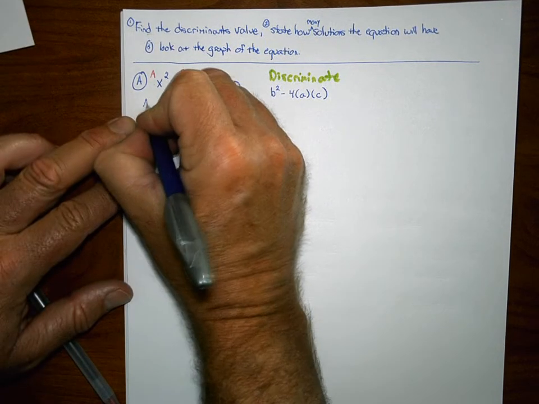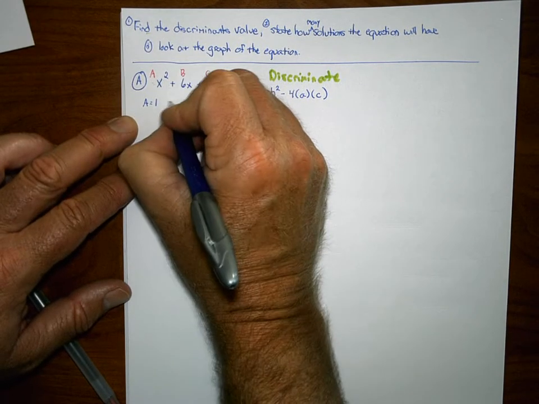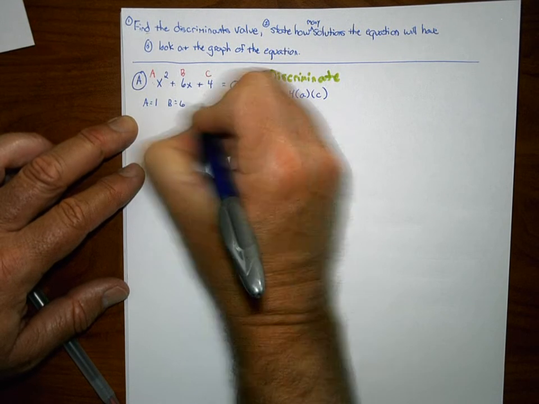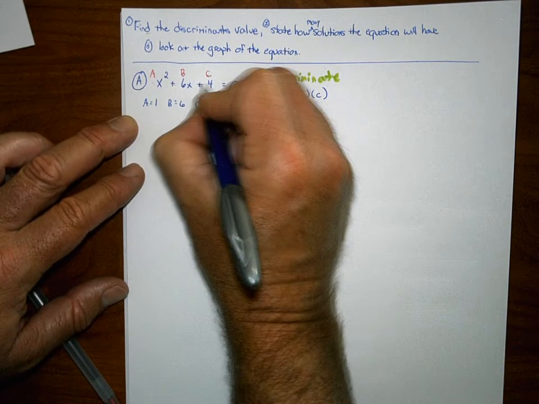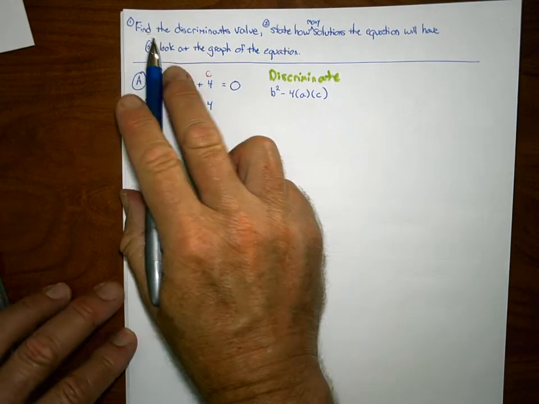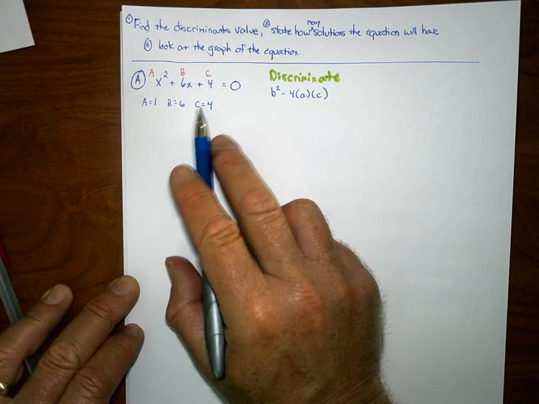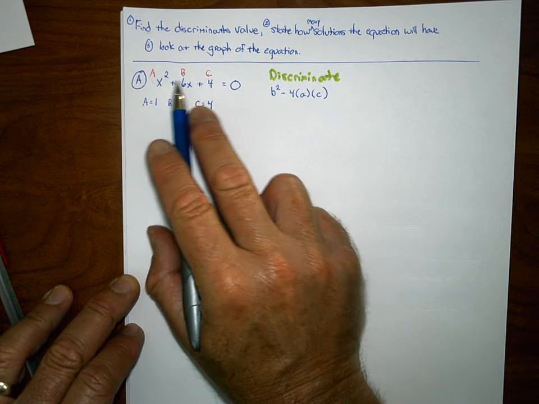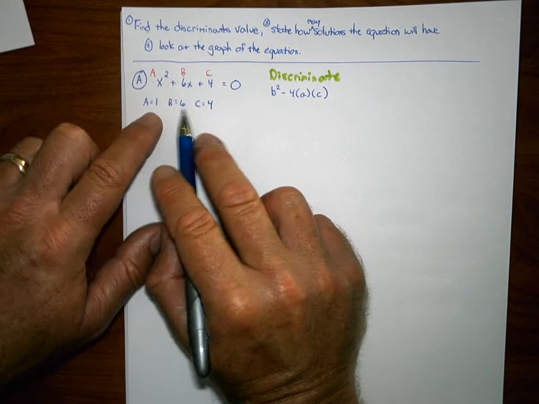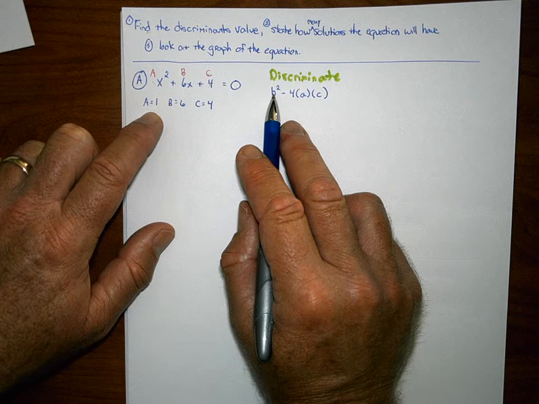So in this case, what would my a value be? My a value would be 1. If there's no number that you see, it's a 1, it's implied. My b value would be positive 6, so 6. And my c value would be positive 4, so we could write 4. Okay, so the first thing you have to do when we're finding the discriminant value, you have to determine the a value, the b value, and the c value, and you get that from looking at this quadratic equation in standard form.